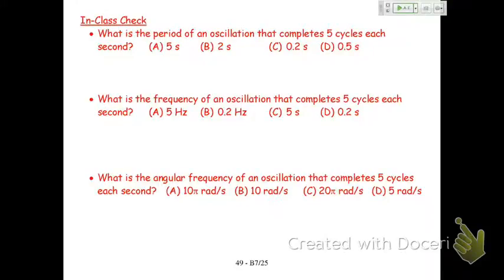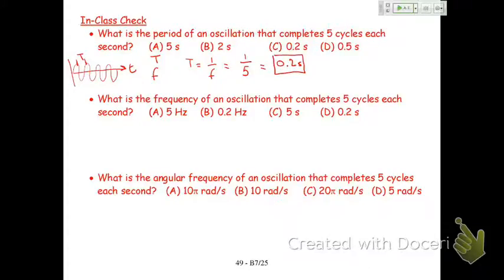What is the period of an oscillation that completes 5 cycles each second? So visualize. You've got 5 cycles, and this is in time, that's in seconds. So what is the period? The period is that. And 5 cycles each second is a frequency. Oh, T is equal to 1 over f, which equals 1 over 5 cycles each second, which is 0.2 seconds.